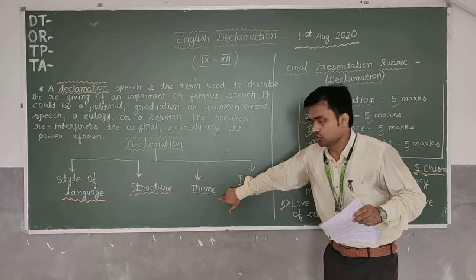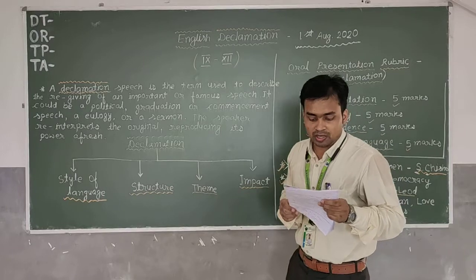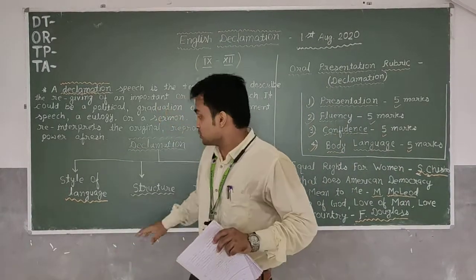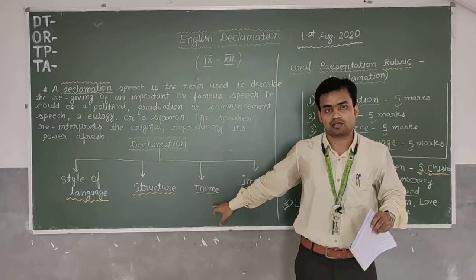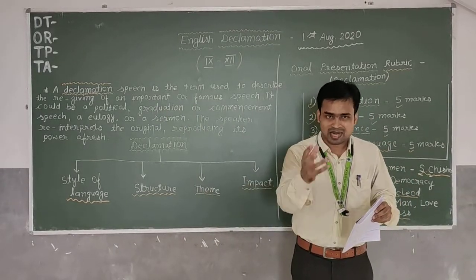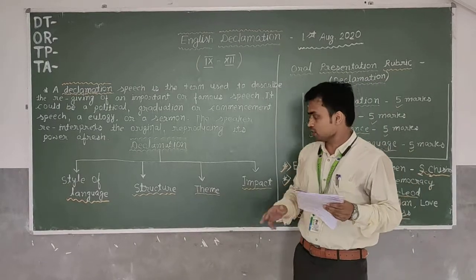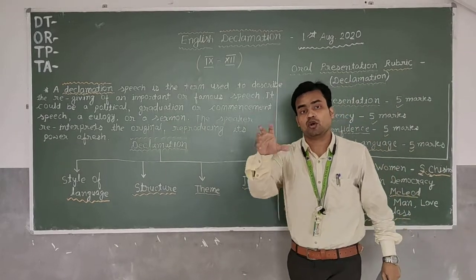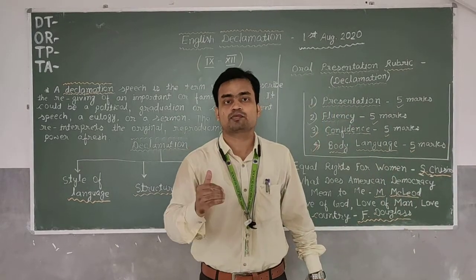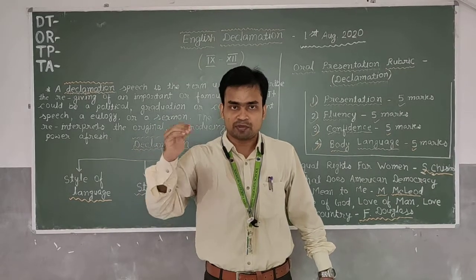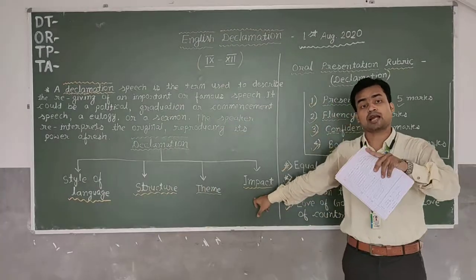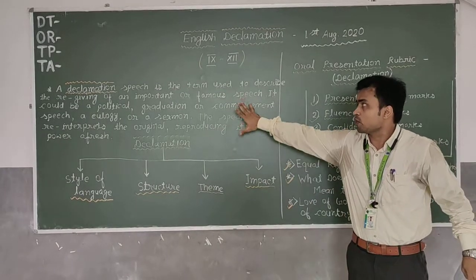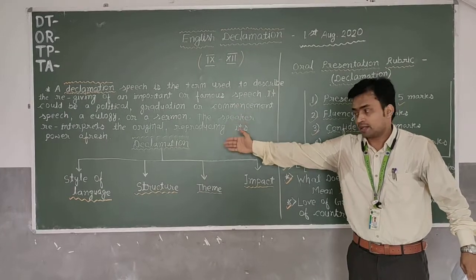The next is theme. The message or theme running through it should be worthy of its oratorial treatment. What is the theme of that famous speech, right? You need to understand the theme of that speech as well. And the last is impact. What was the impact of the original speech on the audience? You need to also understand the importance of the speech. Before selecting any speech, please understand what was the original impact of the important speech on the audience, right? This was all about the declamation speech and these four pillars.